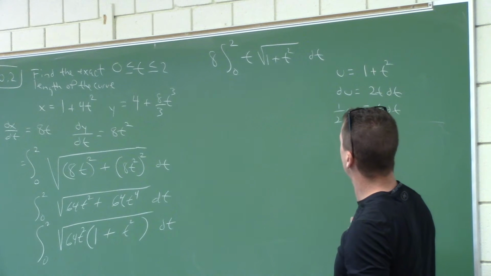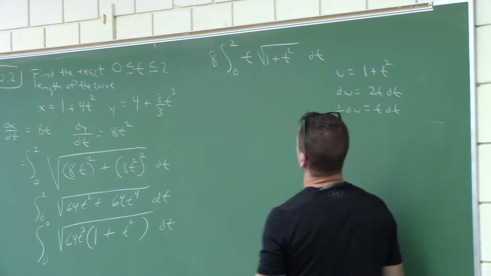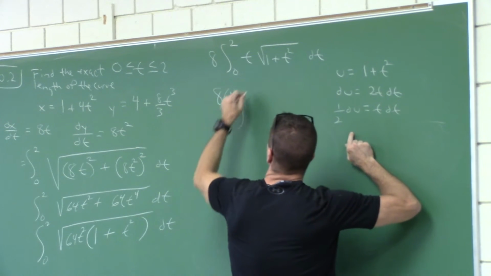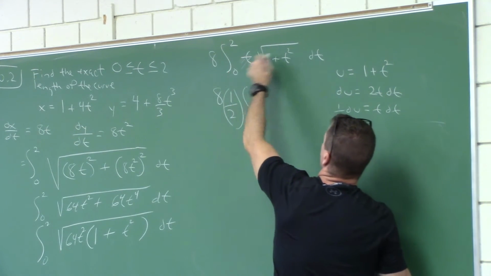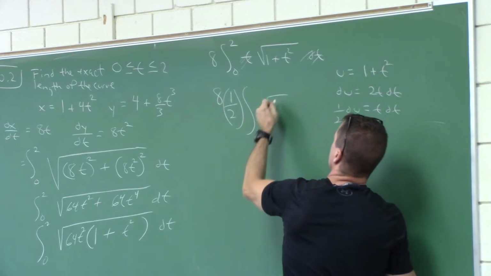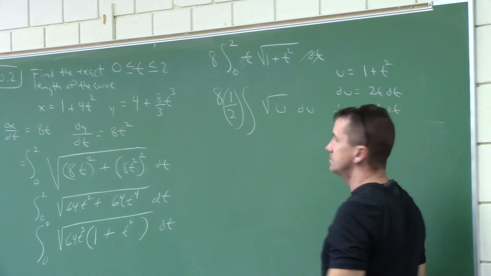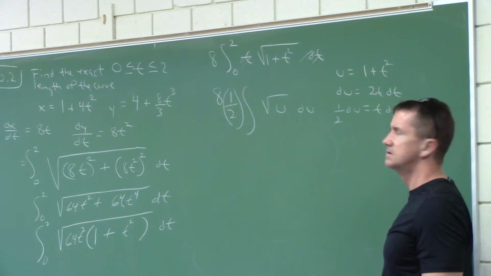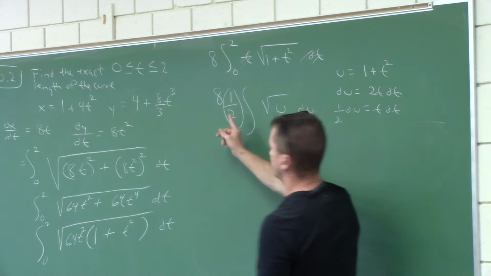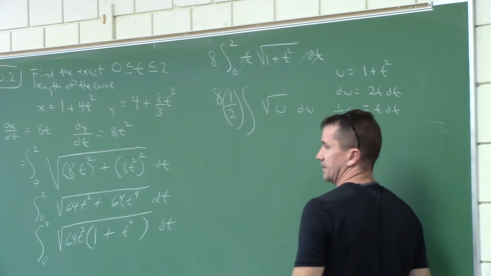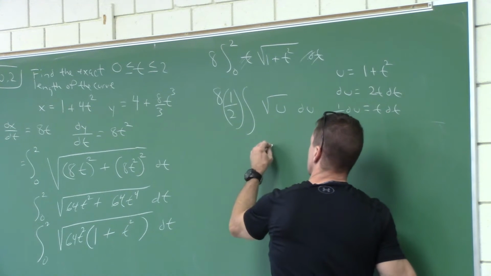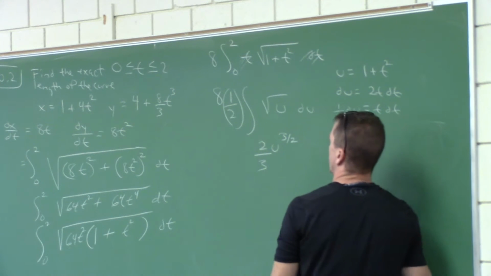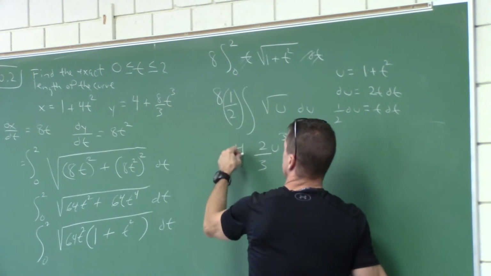Okay. 8, put the half with the 8. Bye-bye t, bye-bye dt. You just got the square root of u du. So far so good? And 8 times a half is a what? 4, if you want to make that a 4, but how do you do that integral? u to the 3/2, divided by 3/2, which is multiply by 2/3. I still got this 4 here, right? Where's that 4?